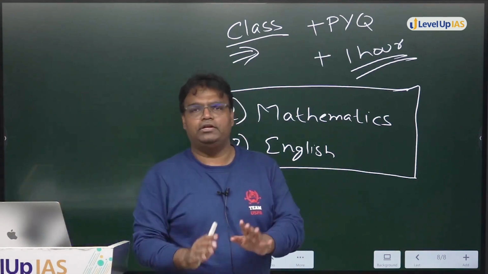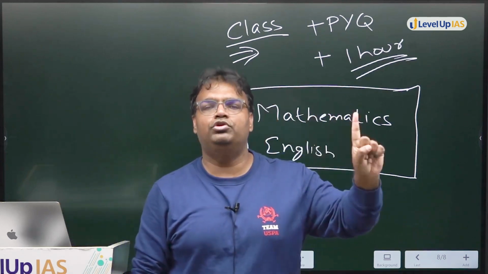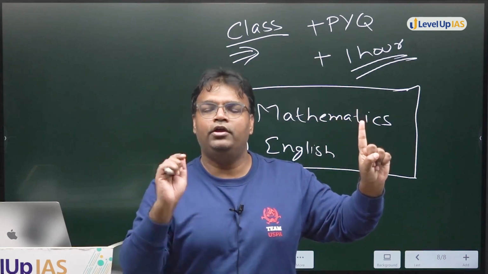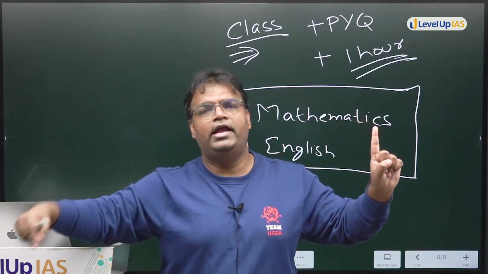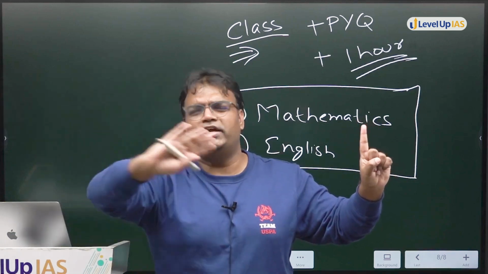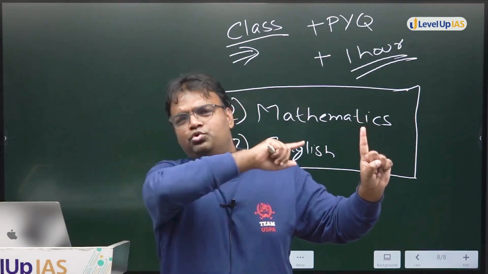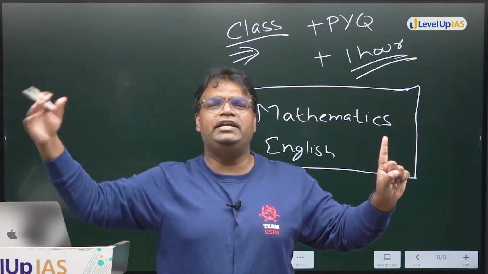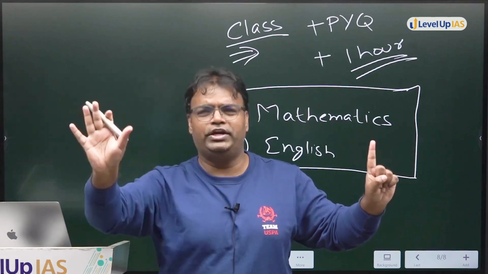So I will again revise the entire thing. For those of you who are comfortable in both quant and English and feel that CSAT is easy, what do they have to do? They have to solve every single question from 2011 to 2024, and then keep giving CSAT tests on Sundays. That's it. Don't go for any classes, don't go for daily practice and all. Just do all the PYQs on Sundays. Keep doing CSAT tests. You may be scoring 90, 100, 120 every week, and you are comfortable. Don't go for anything else.